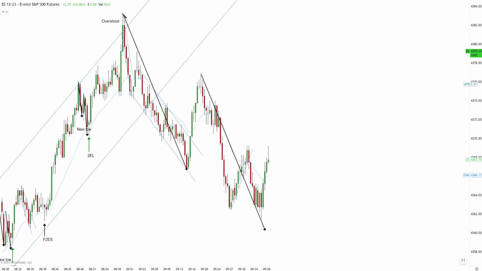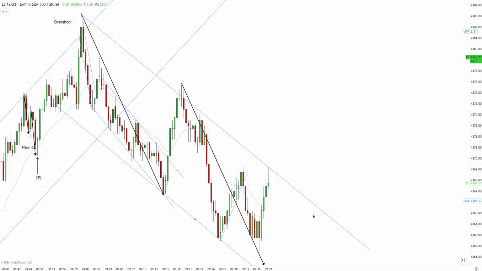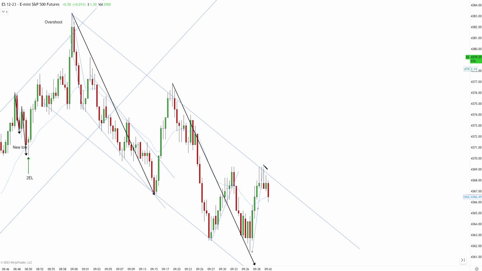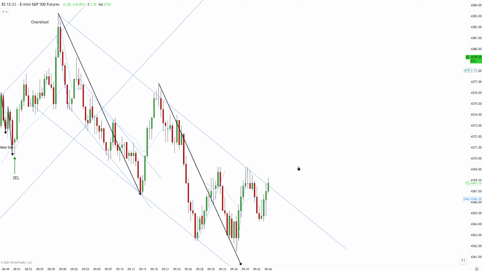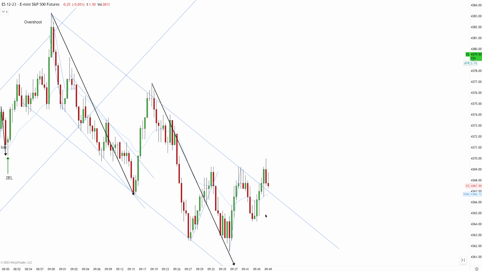So right now I can redraw the wider downtrend because price action cannot stay above EMA. I'm gonna copy it, put it at the bottom. Okay. We're going a little bit sideways. Now we have new low, first entry short, second entry short.